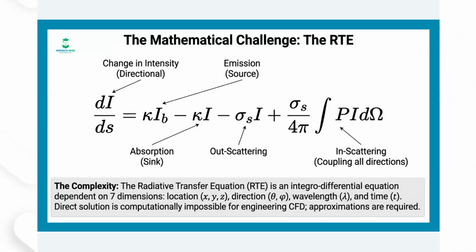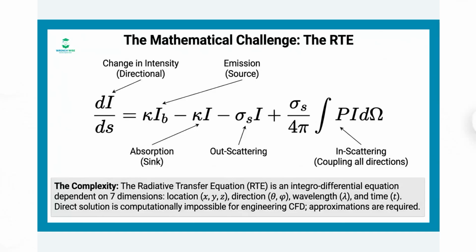Then we have out-scattering. This is also a loss. The beam hits a particle and bounces off in a different direction. It leaves our particular path, hence the negative sign again. And ultimately, in-scattering is the coupling term or gain. It represents radiation traveling in other directions that hits a particle and scatters into our path. The integral symbol essentially makes the mathematics very hard here, because we are coupling every direction to every other direction.